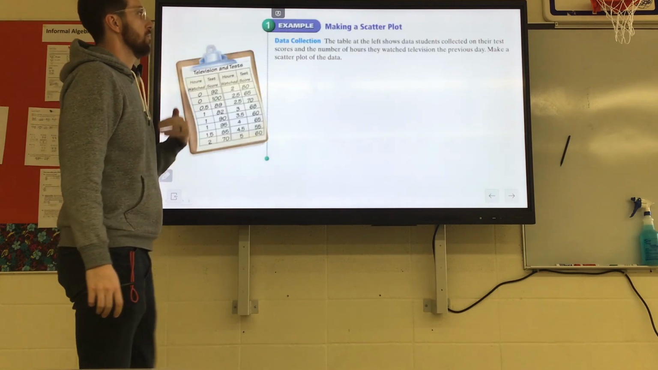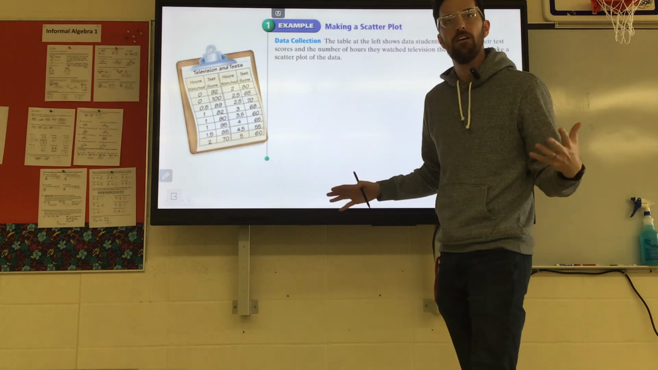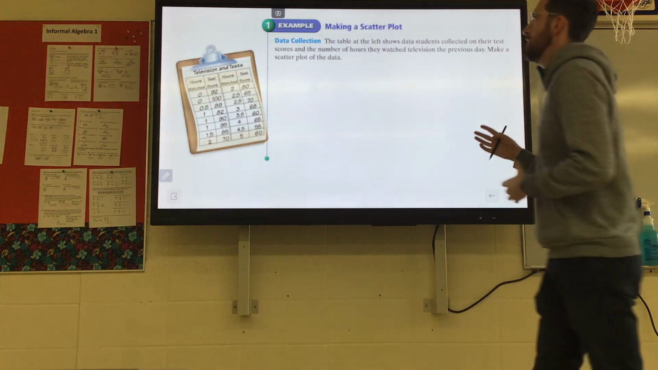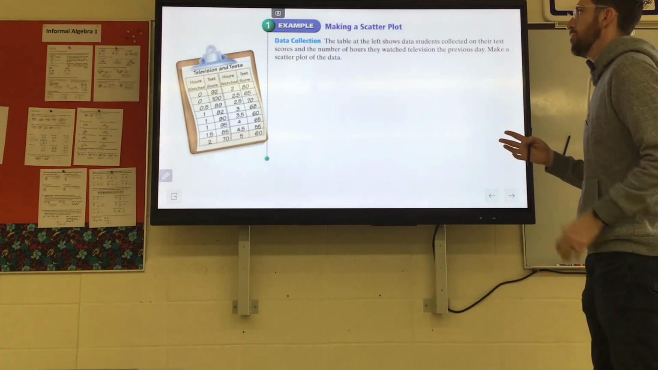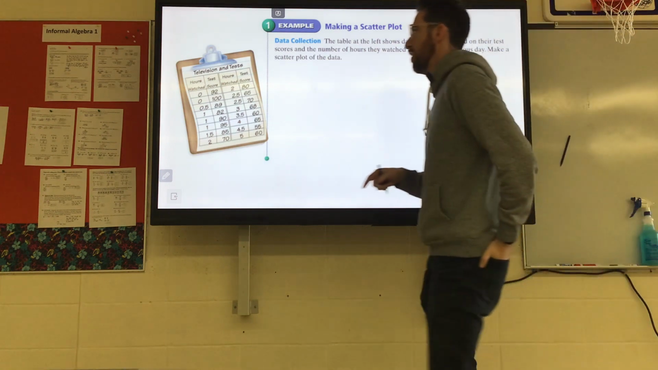So we'll go over just the notes, and then we'll go over a good chunk, if not all, of the worksheet that goes along with it. The table at the left shows data students collected on their test scores and the number of hours they watched TV the previous day. Make a scatter plot of the data.